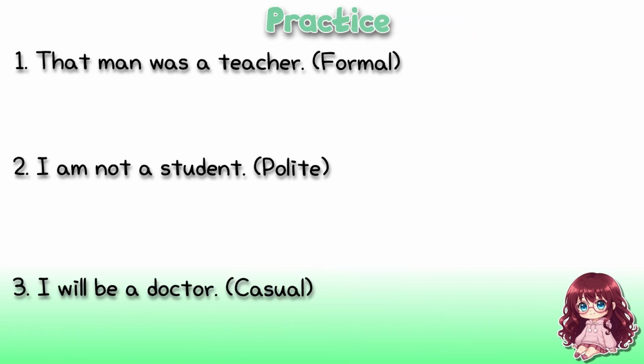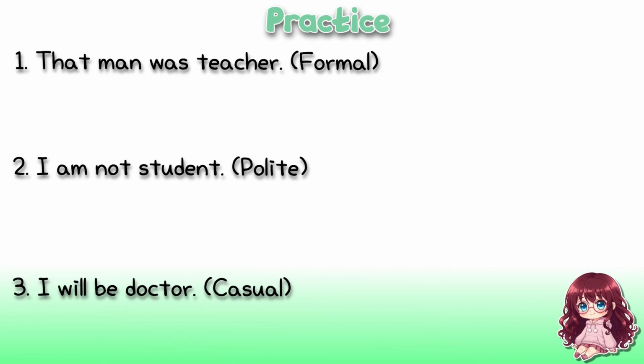Let's try a few example sentences in all tenses and polite forms. Don't worry, I'll do them with you. That man was a teacher. I am not a student. I will be a doctor. Let's first remove the unnecessary words that won't translate. What are they? All of the A's. We're left with, that man was teacher. I am not student. I will be doctor. It sounds kind of funny now, but it will all make sense.